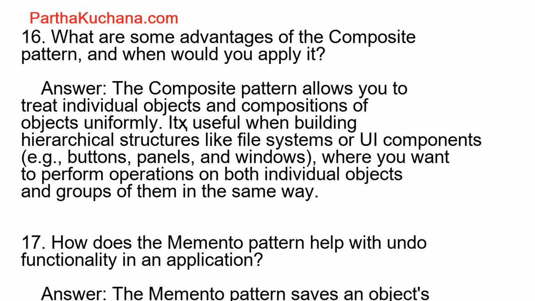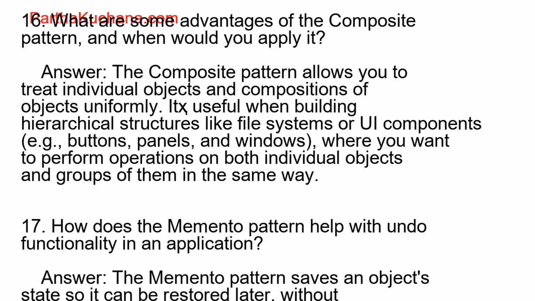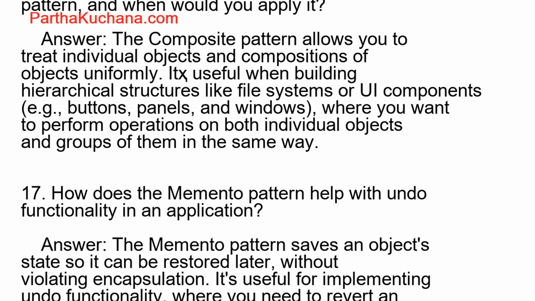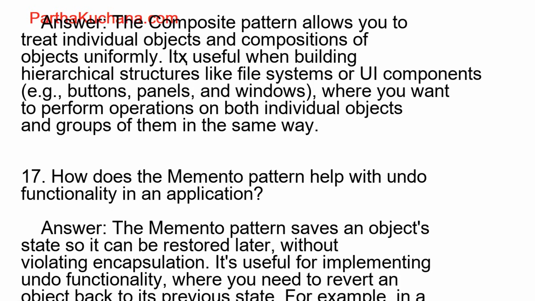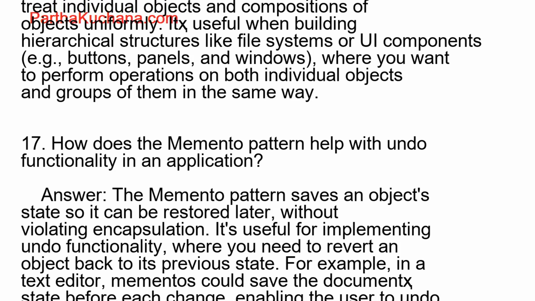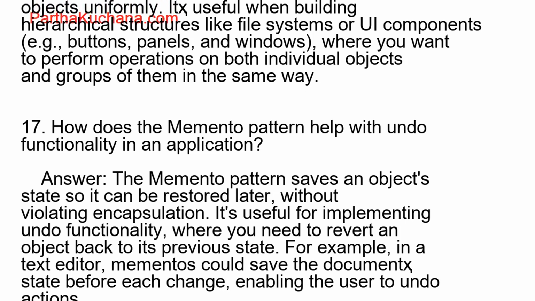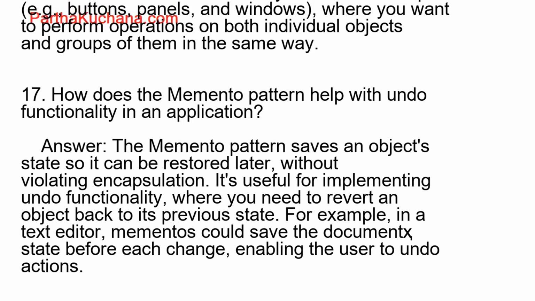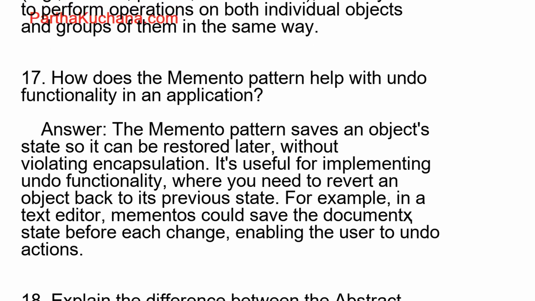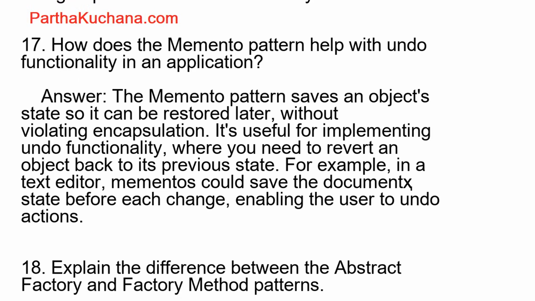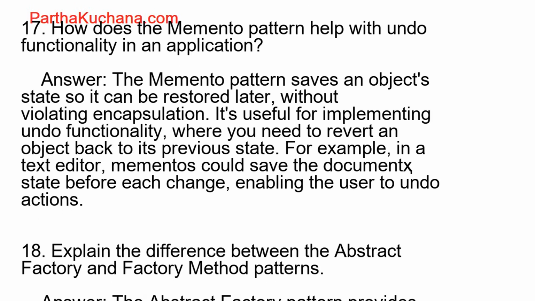Answer. The abstract factory pattern provides an interface to create families of related or dependent objects without specifying their concrete classes. The factory method pattern, on the other hand, delegates the creation of a single object to subclasses. Abstract factory is useful when you need to create multiple related objects, while factory method focuses on creating a single object. 19. How can you implement the proxy pattern for remote objects?